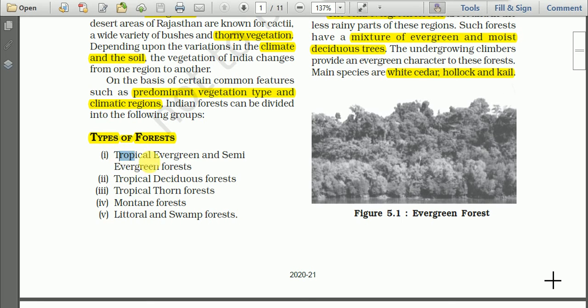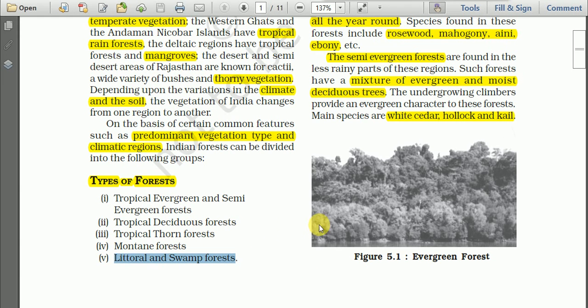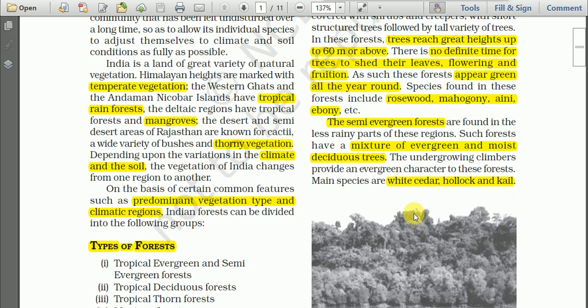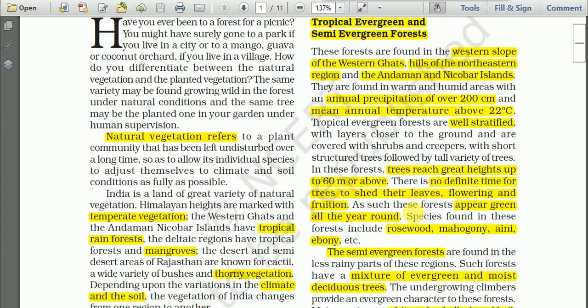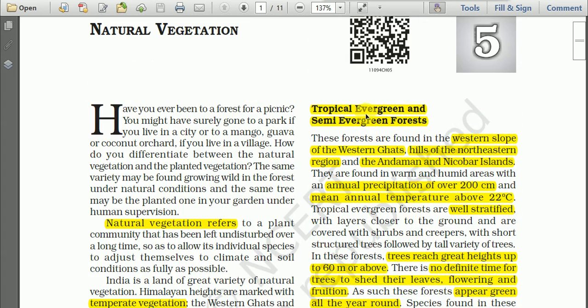tropical evergreen and semi-evergreen forest, then tropical deciduous forest, tropical thorn forest, montane forest, and littoral and swamp forest. Now let us read about tropical evergreen and semi-evergreen forest in detail. Tropical evergreen and semi-evergreen forest.